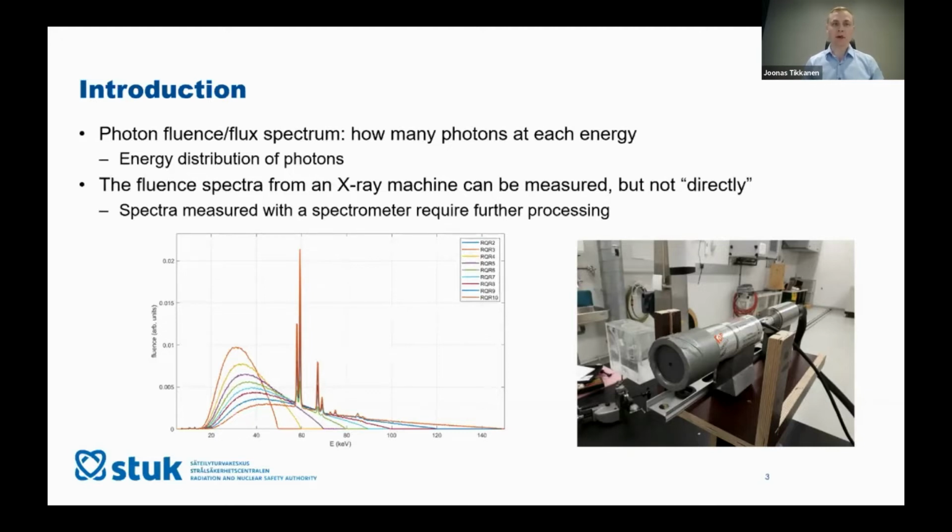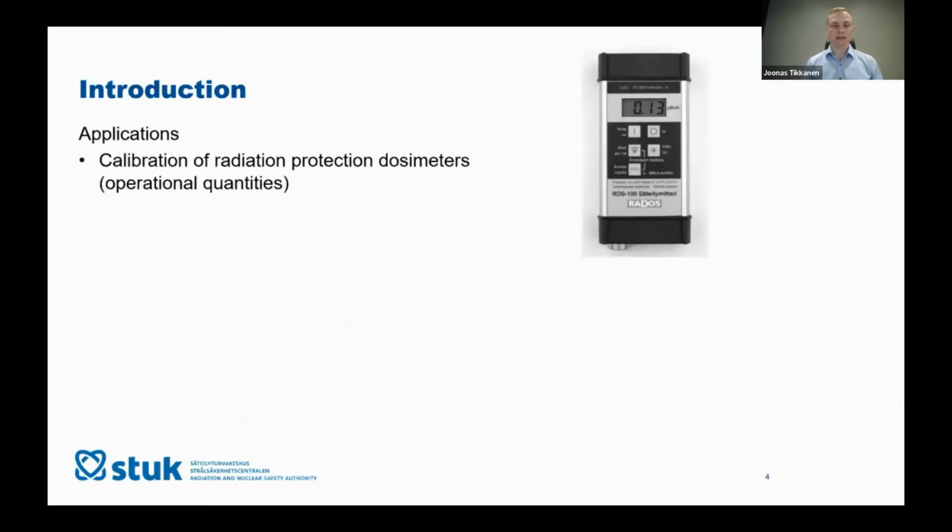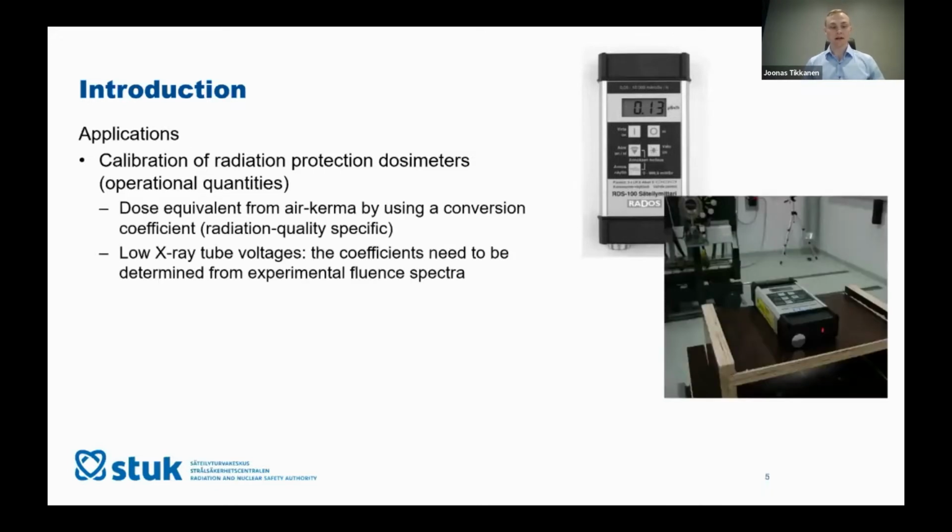And a little bit about why we want to do that. The reason is that there are a lot of applications that need the measurement of these spectra. For example, if we are calibrating a radiation protection dosimeter, how do we know that the reading of the dosimeter is right? Or if we make a calibration, what is the actual dose rate in sieverts, so to speak, that we are measuring? I think the most common way is to measure air kerma with an ionization chamber, and then use these conversion coefficients from dose air kerma to dose equivalent to get the dose equivalent or the operational quantity that we need.